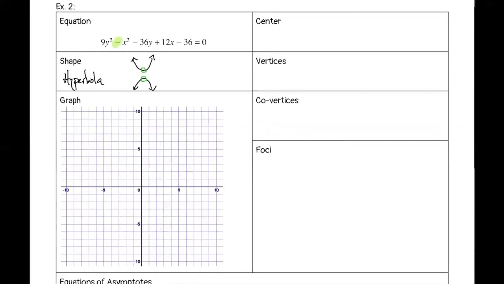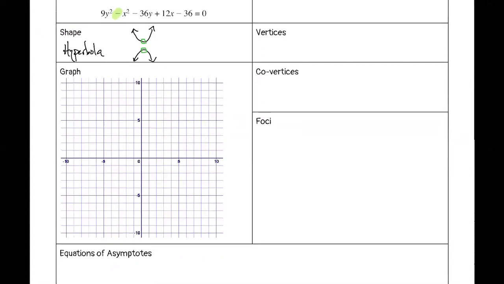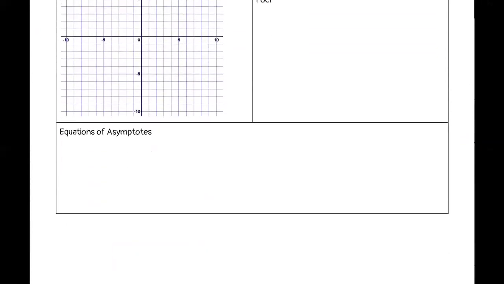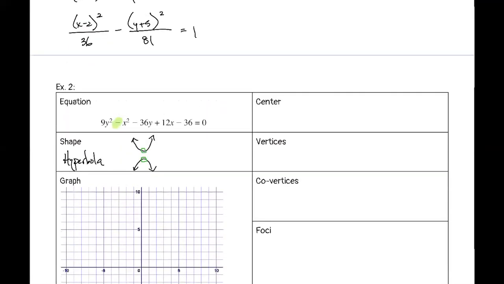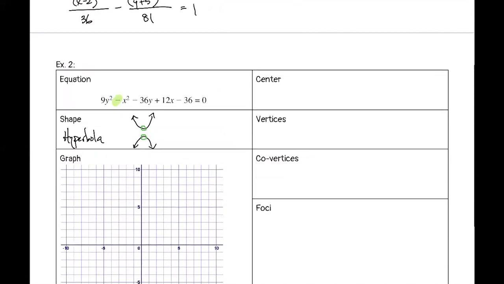So let's complete our square. We've got 9y squared minus 36y minus x squared plus 12x. And I'm going to take that 36 and I'm going to add it to the other side.